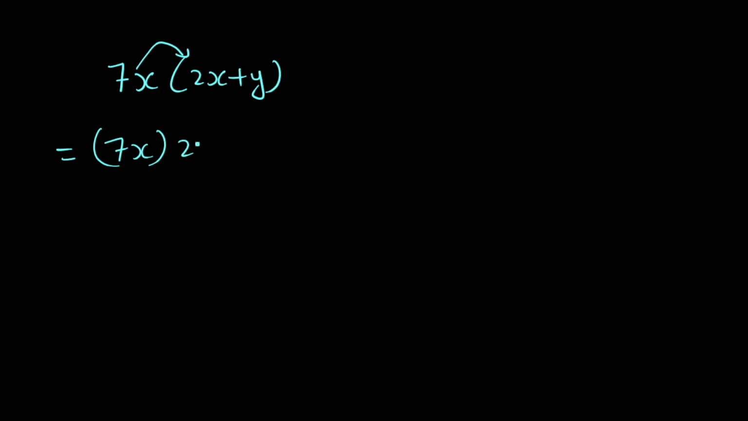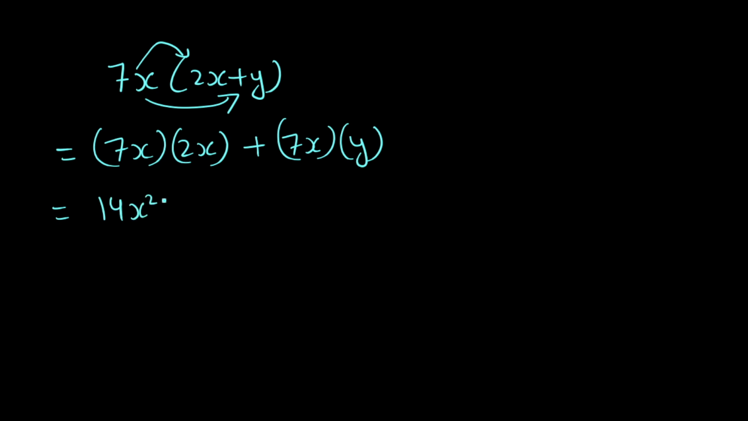Today in this video we will learn how to multiply polynomials. Let's say the first example we have is 7x times (2x plus y). First we'll distribute: we multiply 7x times 2x, and then we multiply 7x with y, plus 7x times y.